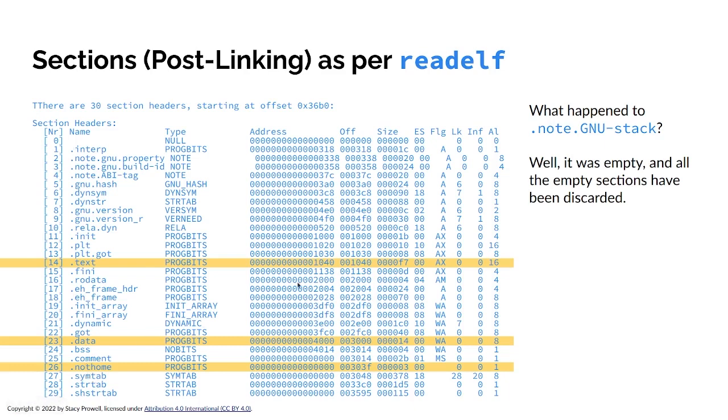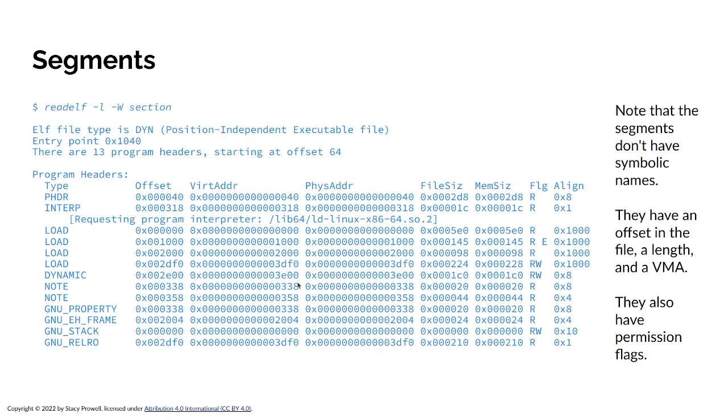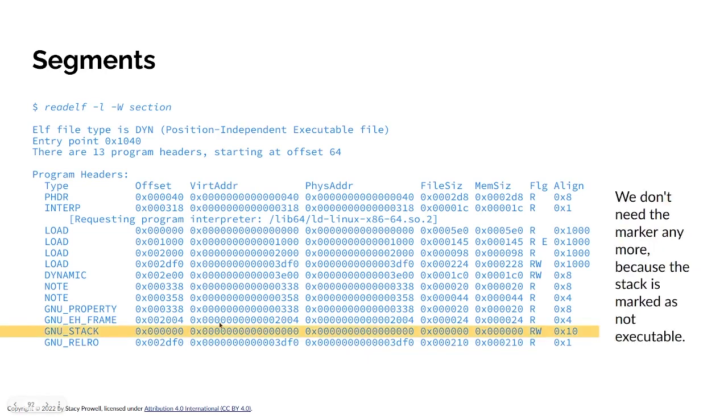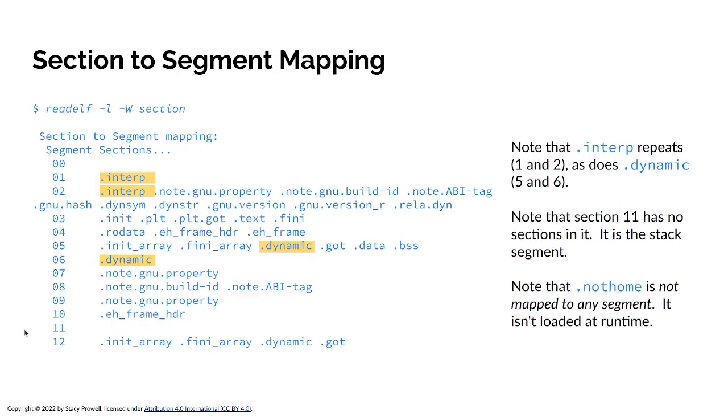Is that okay? Well, if we look at the sections with -l in readelf, we'll see the segments, and there is a GNU stack right down here, and it's readable and writable and not executable. No E here. So that's already been taken care of. That little note has had its effect of making sure our stack is not executable. So we don't need it anymore.